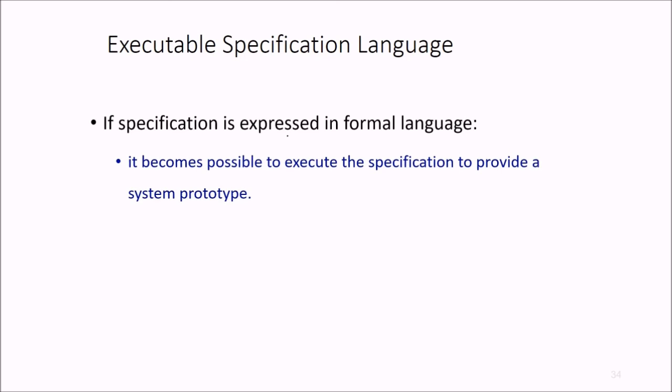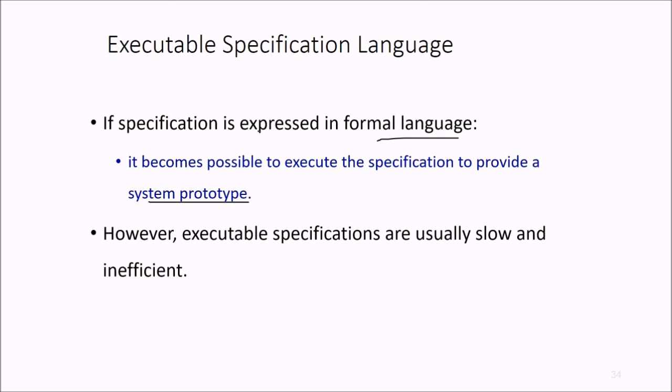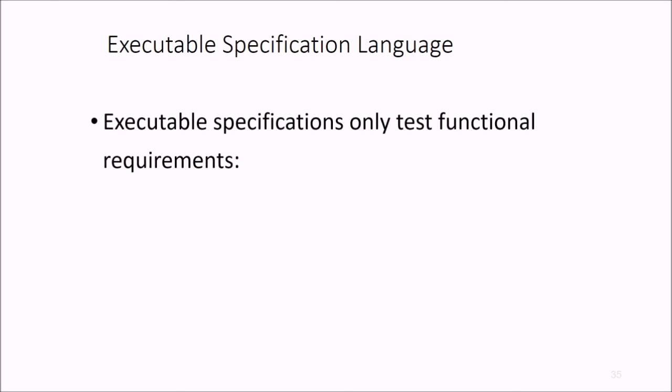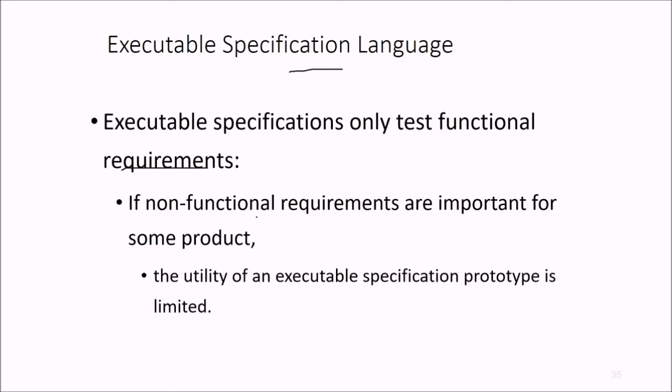And what about executable specification language? If specification is expressed in your formal language, then it becomes possible to execute the specification to provide a system prototype. That is why this executable specification language is important. But these executable specifications are slow and they are considered to be inefficient also. And they only test the functional requirements. If non-functional requirements are important for some product, then what? The utility of this executable specification language or ESL is quite limited.